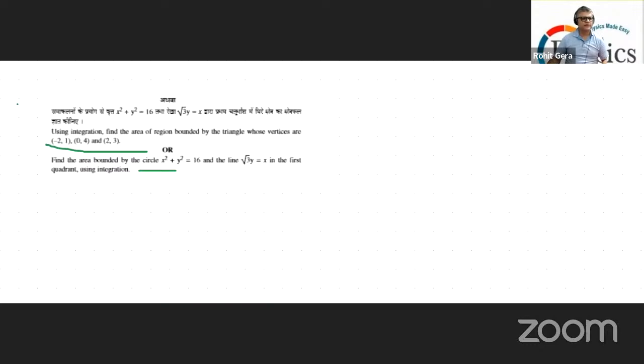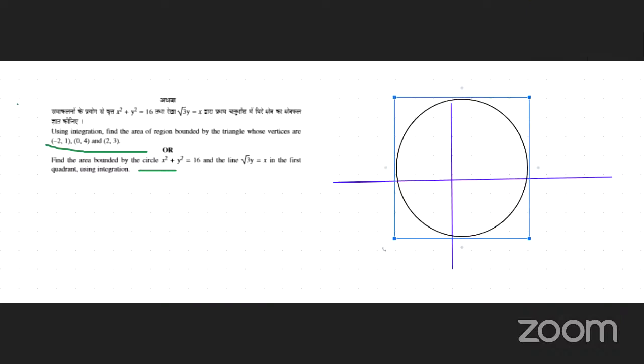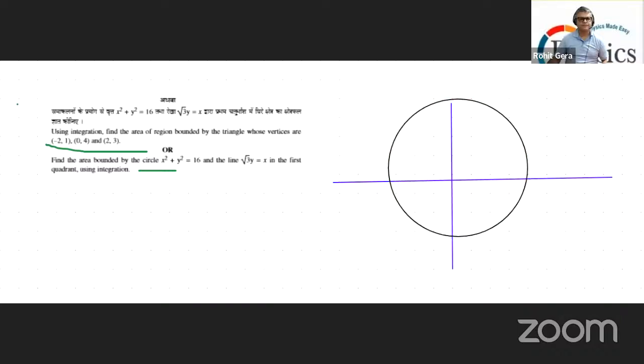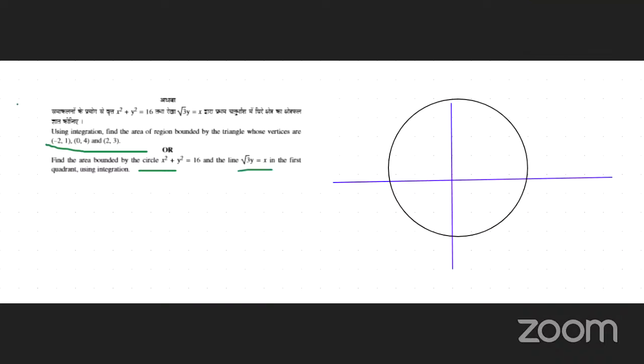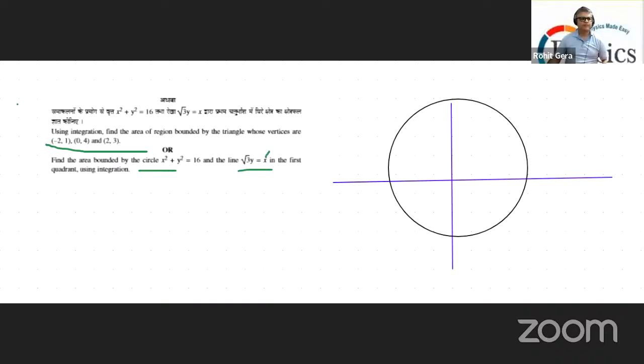So first we will draw the x-axis and the y-axis. Then we will draw a circle with radius 4. The line is x is equal to y root 3, so it's a positive slope. You can put different values of x and get y. Is this line passing through 0? If x is equal to 0, y is equal to 0, right? So this is a line with some positive slope.